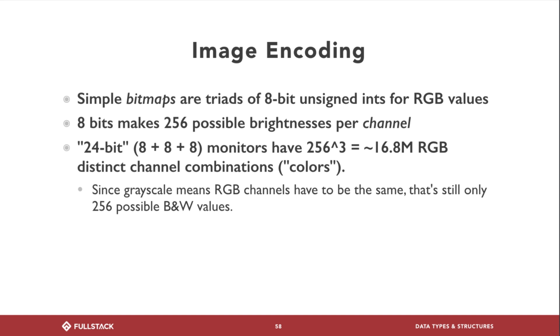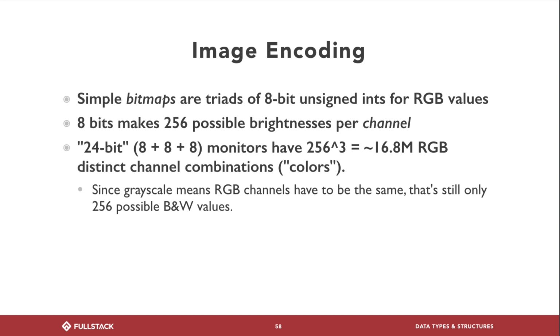And guess what? If we've got 8 bits making up 256 values, times 256 values for the second 8 bits, times 256 for the third 8 bits, that's 16.8 million possible combinations of RGB values, meaning 16.8 million different things that can be shown in a pixel, colors and lightnesses and brightnesses.